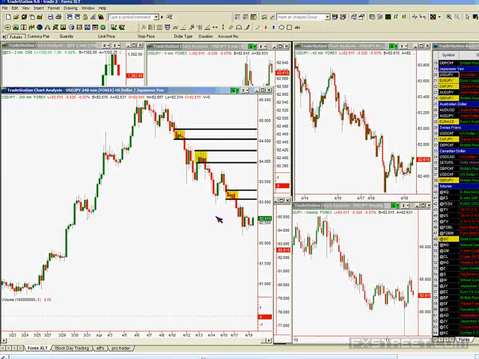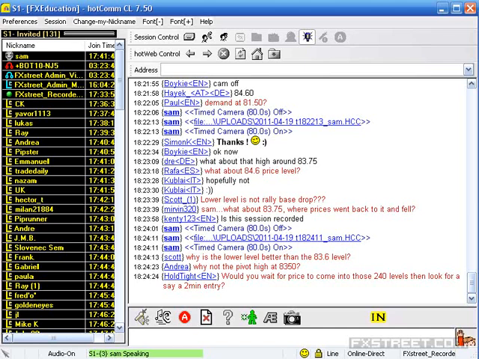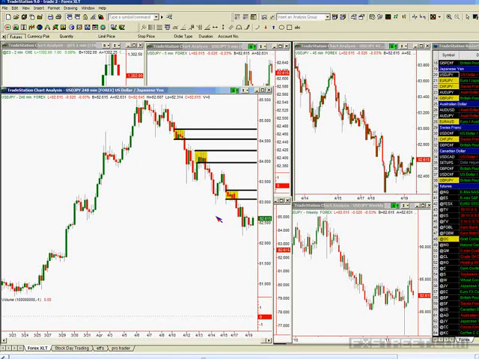The pivot high at 83.50. Pivot high is okay, but we can take things to another level here. Remember, our definition of supply and demand is very different from conventional textbook definitions of support resistance.